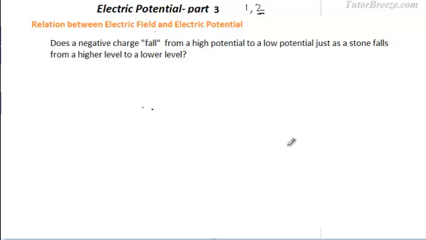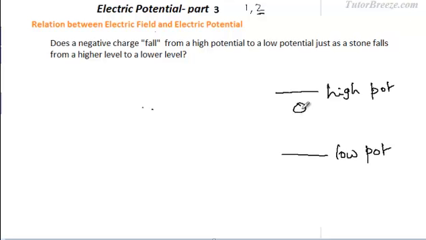You can answer this question and just see if you've understood the lesson so far. Now the question is, does a negative charge fall from a high potential to a low potential? This is a high potential and this is a low potential, and we have a negative charge over here. Now, does a negative charge fall from a high potential to a low potential, just as a stone falls from a greater height to a lesser height? A stone would fall down. So does a negative charge also similarly fall towards the lower potential?